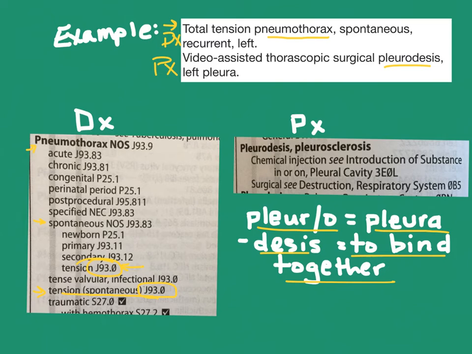So this definition of a procedure is nice to have in mind. Again, don't be afraid to do some research. So when we're finding our code, it's nice to have this visual in our head. So we start with the main term of pleurodesis in the alphabetic index of our PCS book. Again, we're doing the procedure or the service. It gives us two options, biochemical or surgical means, and in our documentation we have surgical pleurodesis, so this is the route we're going to take. Destruction, respiratory system, so we'll head to table 0B5.